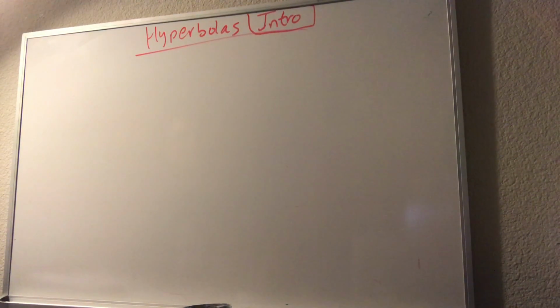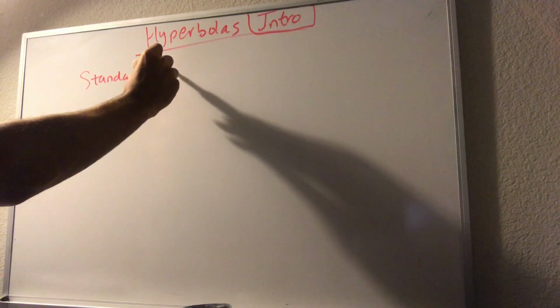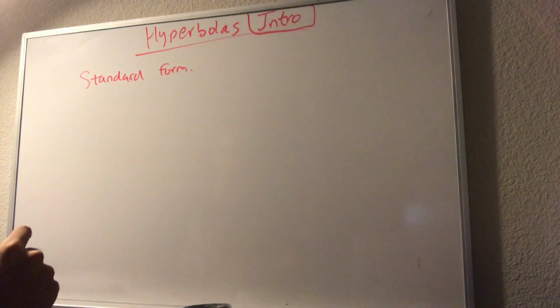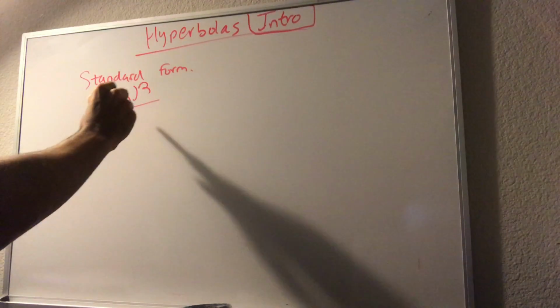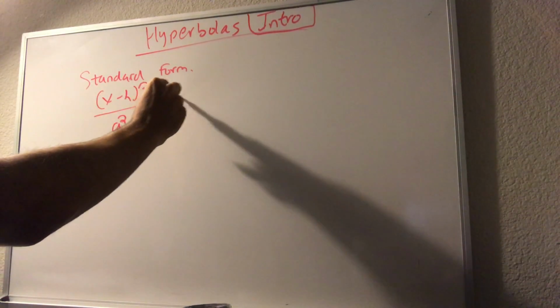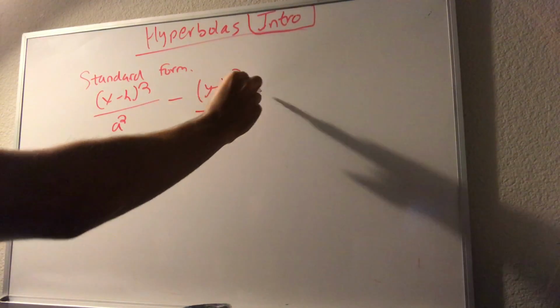So this is the introduction to hyperbolas, and the first thing I really want to go over is the standard form for hyperbolas. Again, you don't want to get too confused with the variables. So there is a technique, again, as there was one for ellipses. For the standard form, similar to ellipses, we have hyperbolas that are horizontal as well as vertical, and so we have this form: x minus h squared divided by a squared minus y minus k squared divided by b squared is equal to 1.